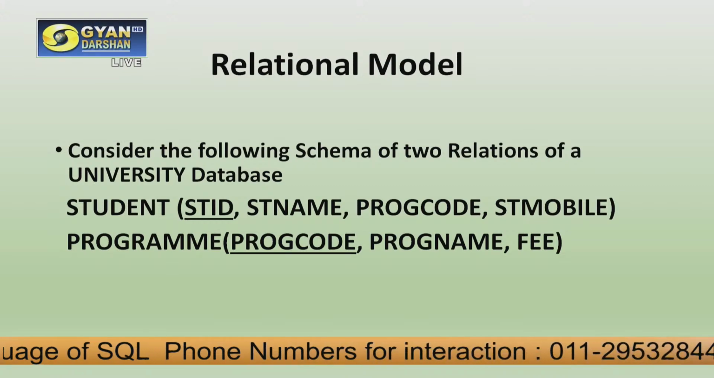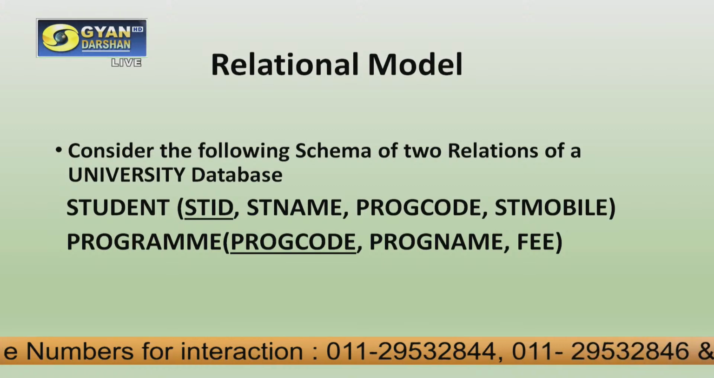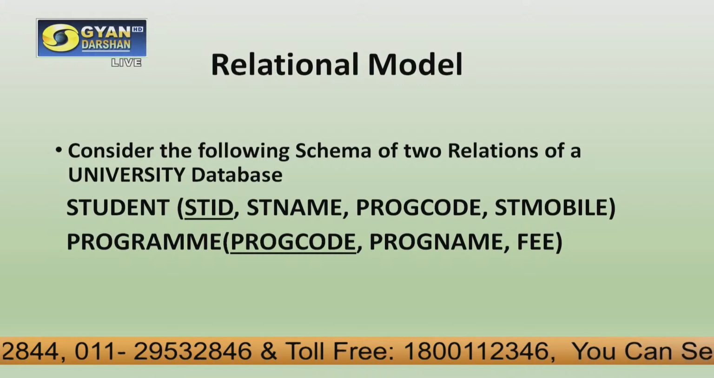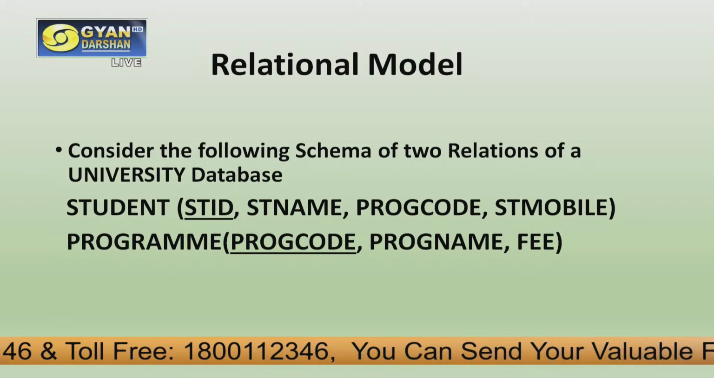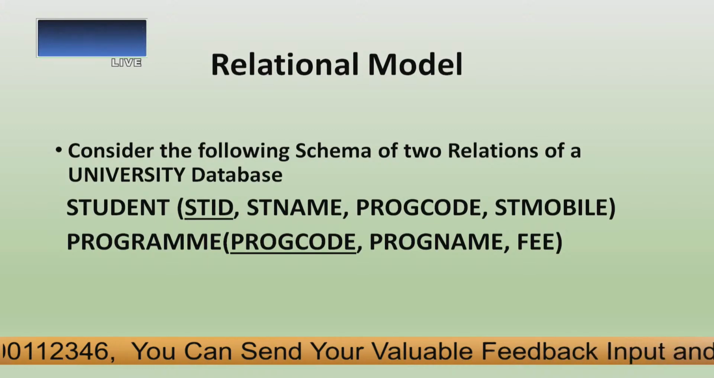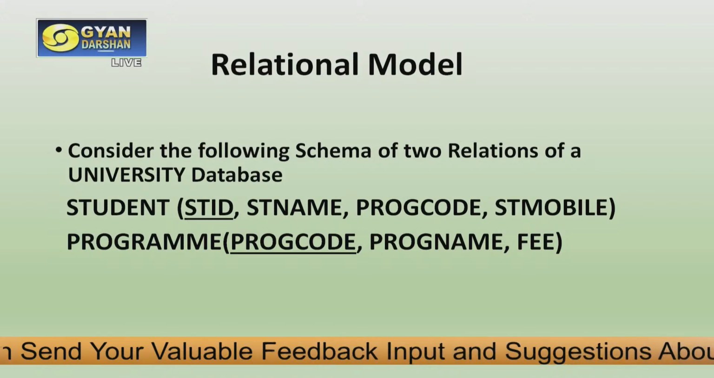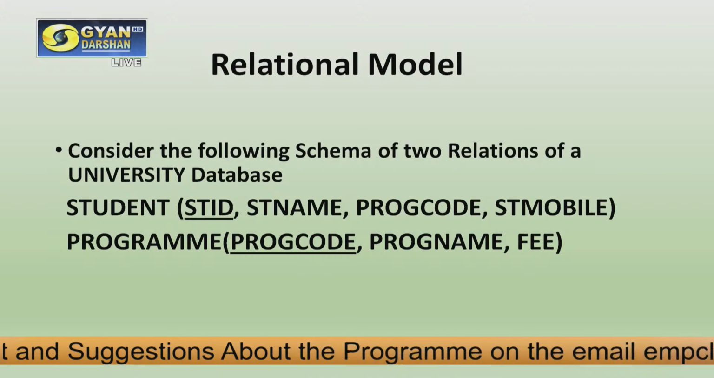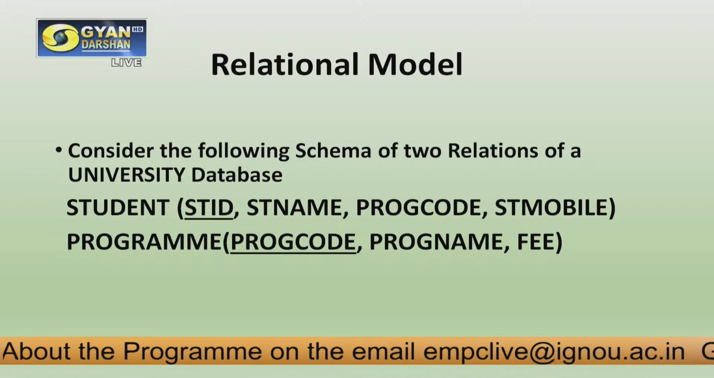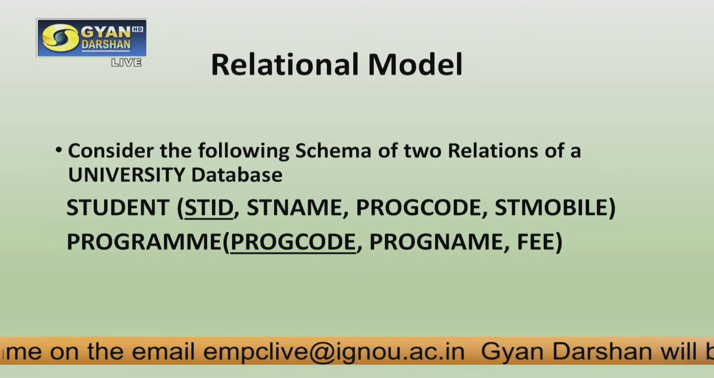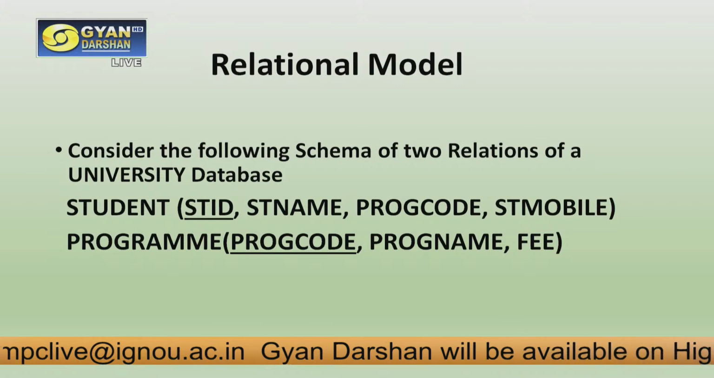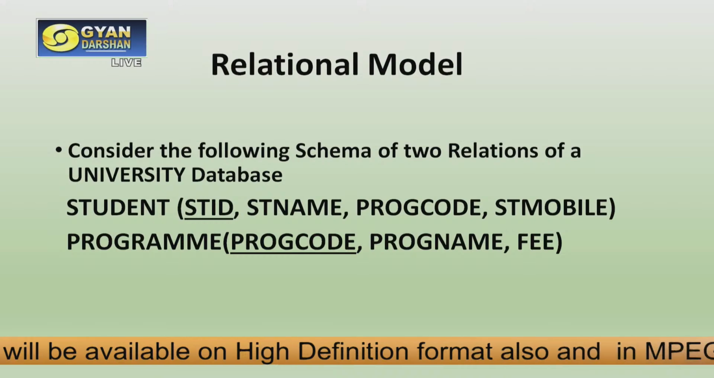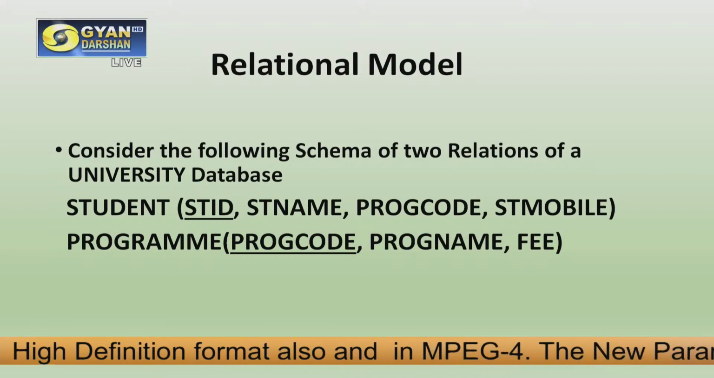Now, you just observe the basic facts in this particular table. If you look into the student table, the primary key happens to be the student identifier, that is STID, that is the attribute. Then followed by student name, then the program code. So this is basically the schema of the student relation, and then program code and the student mobile number. And the program table consists of the primary key program code, and program name followed by the fee. These are some of the fields.